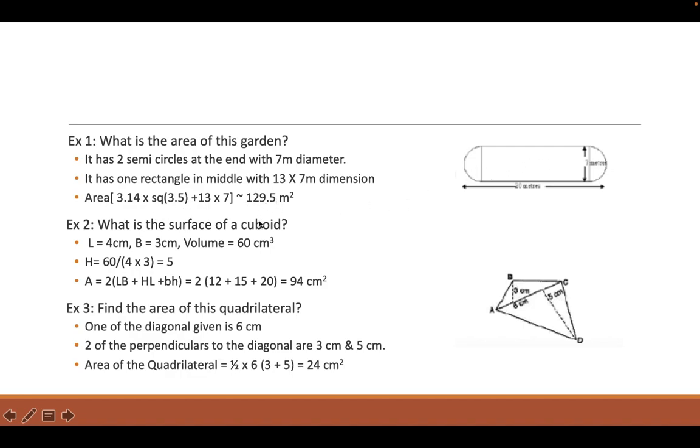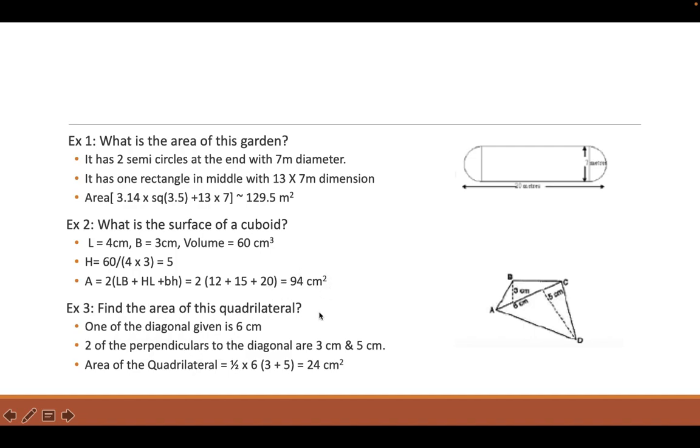It is turning out to be so and so. This is how the problems are going to come. What is the surface area of a cuboid, where the cuboid is given so and so? So volume is given, L and B are given. We need to first figure out what the edge is, and for a cuboid the surface area is 2LB plus HL plus BH. So you can easily get it. Those are the kind of typical questions.